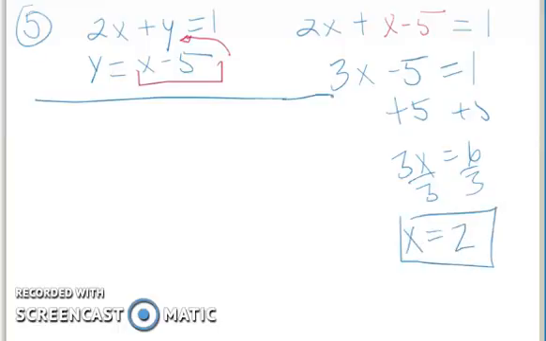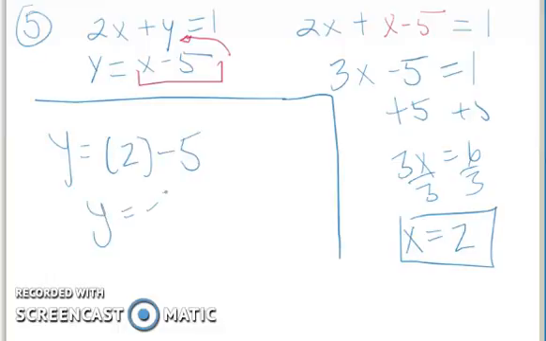Once I get x, I'm going to plug it back in to one of my original equations. I'll pick this bottom one. Y equals 2 minus 5, so y equals negative 3. There's my two answers.